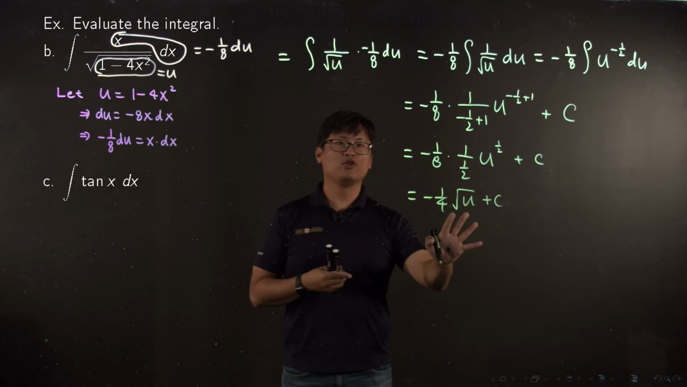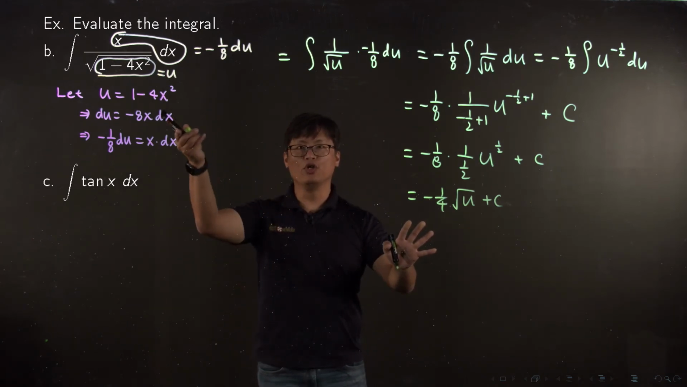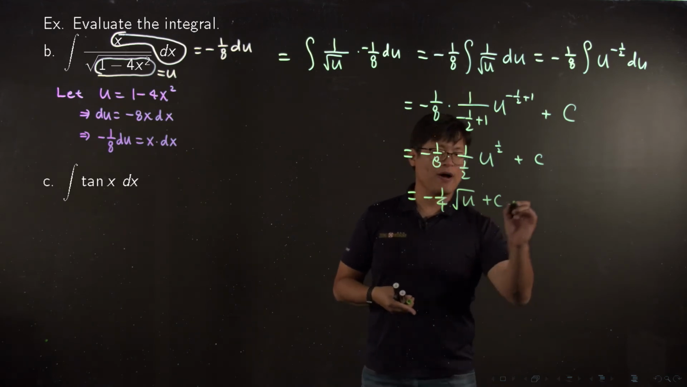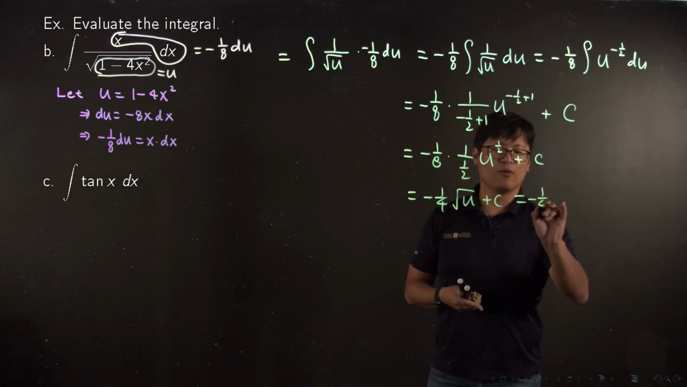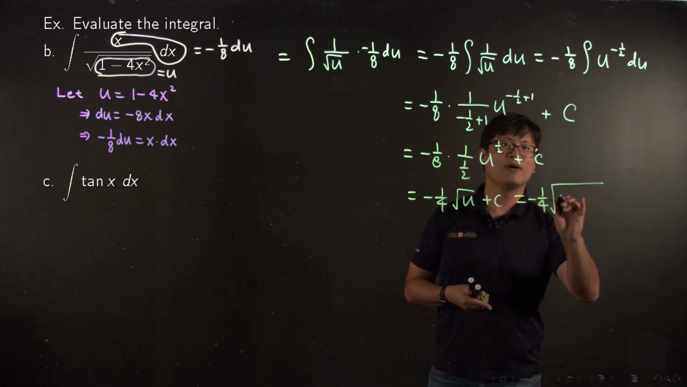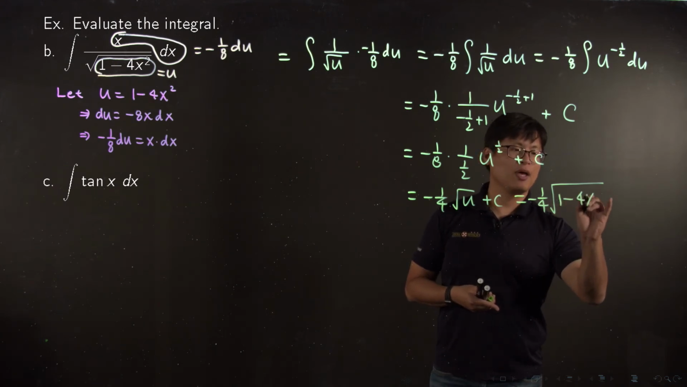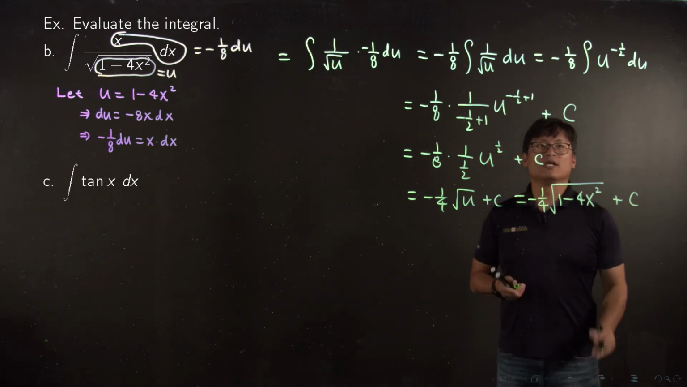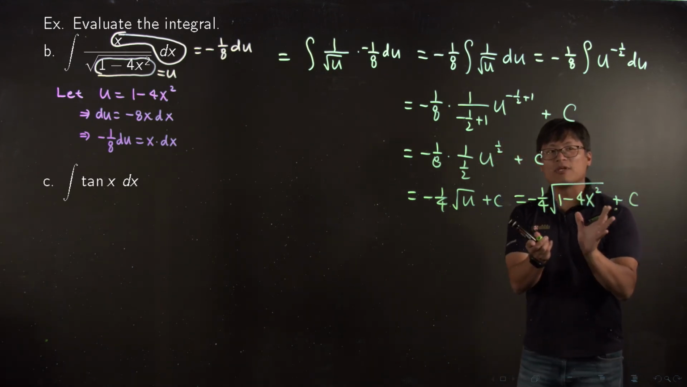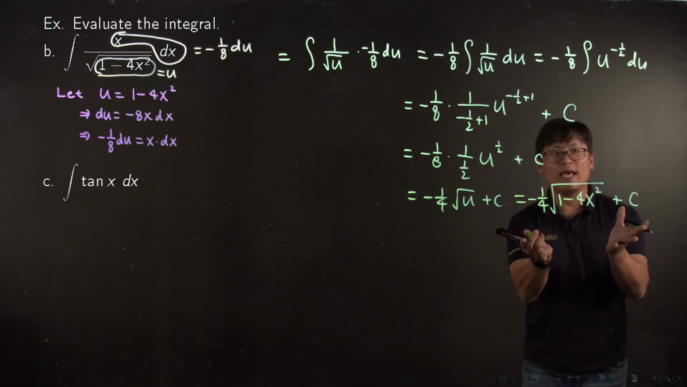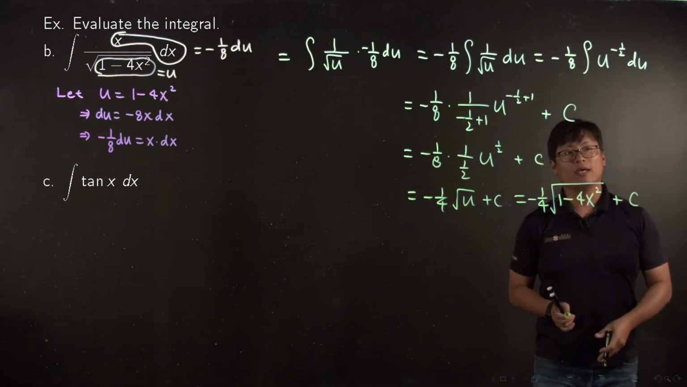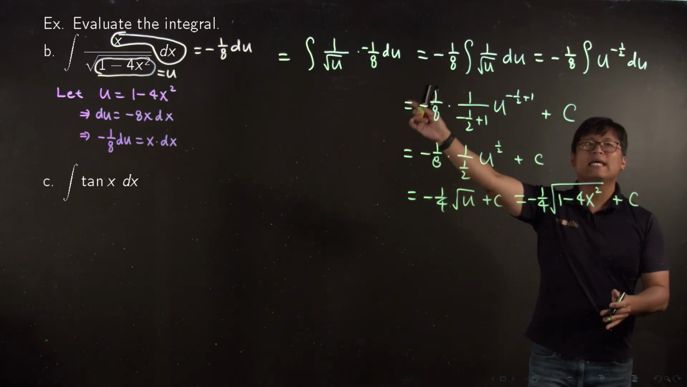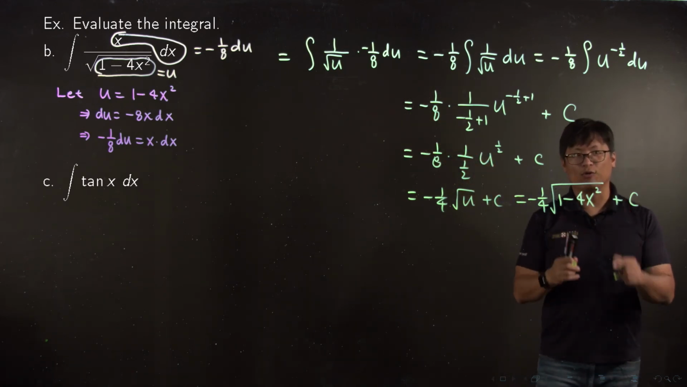Almost there. Once you get here, then we have to place back your u with 1 minus 4x squared, okay? So your final answer is negative 1/4 and the square root of 1 minus 4x squared plus c, okay? So one more time, this chapter is really good, right? Whenever you get the answer, you can double check, okay? Just take the derivative with respect to x for this one. That must be inside of the integral, okay? That is a really good thing, okay?